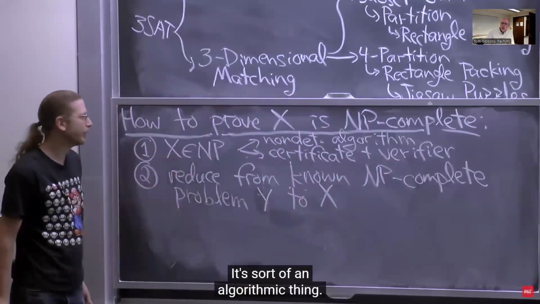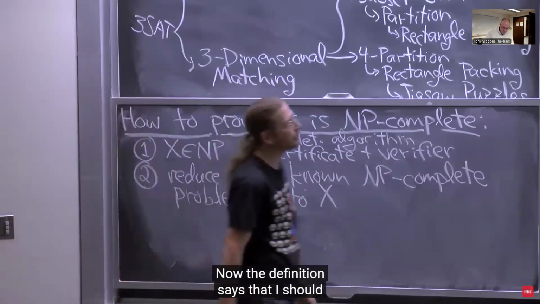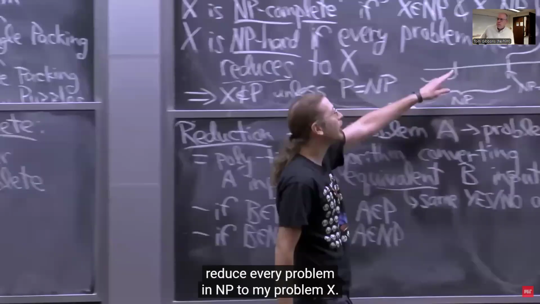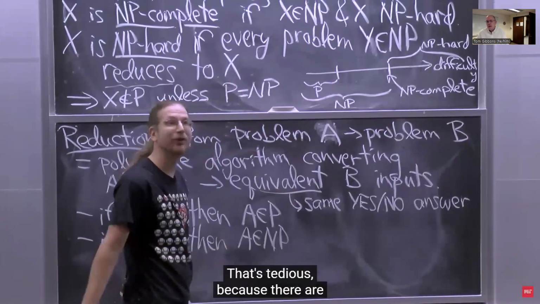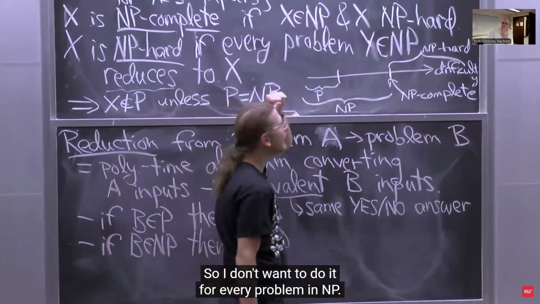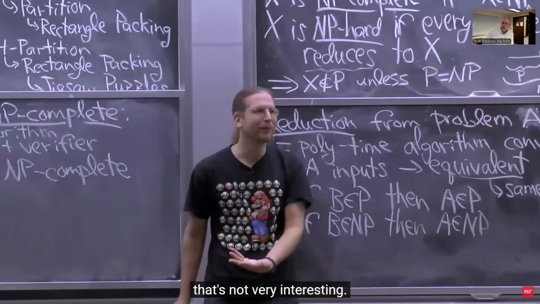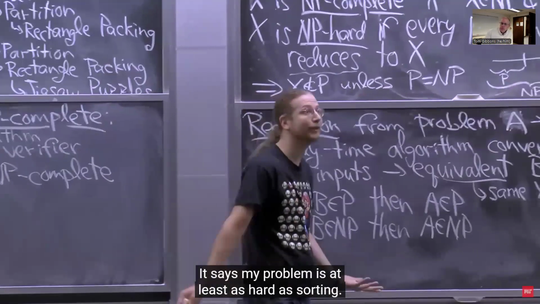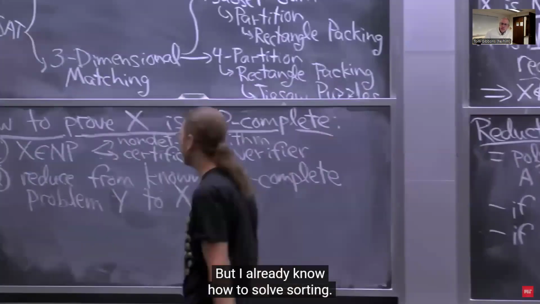It's sort of an algorithmic thing. The second part is all about reduction. Now, the definition says that I could reduce every problem in NP to my problem X. That's tedious because there are a lot of problems in the world. So I don't want to do it for every problem in NP. I'd like to just do it for one. Now, if I reduce sorting to my problem, it's not very interesting. It says my problem is at least as hard as sorting. But I already know how to solve sorting.